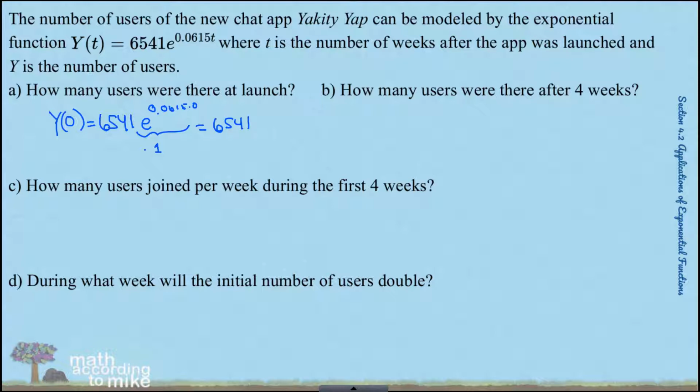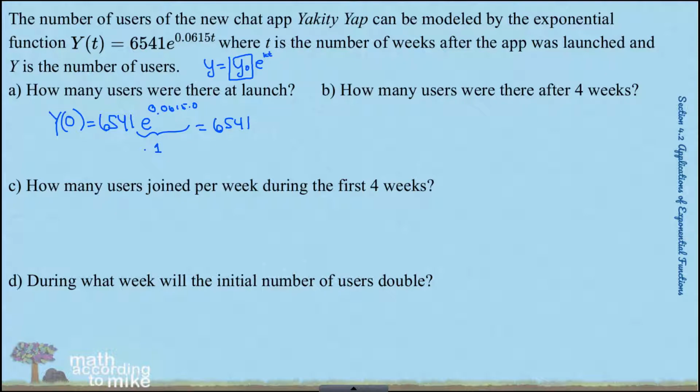Great. The other way we could have done it is to realize this function has the format y sub 0 e to the k t, and y sub 0 is the initial amount. So we could just look at the function and say, hey, 6541.